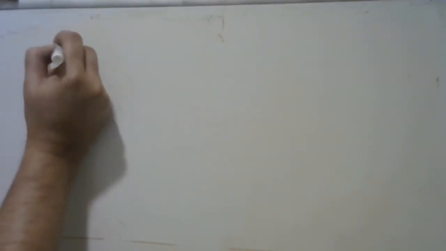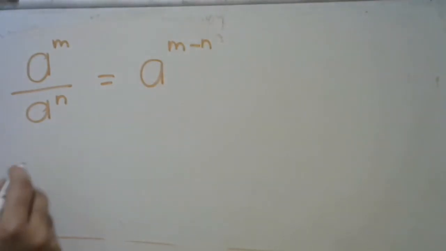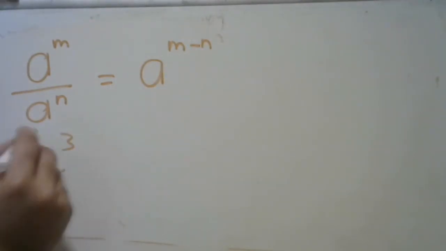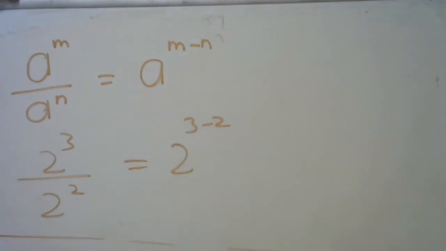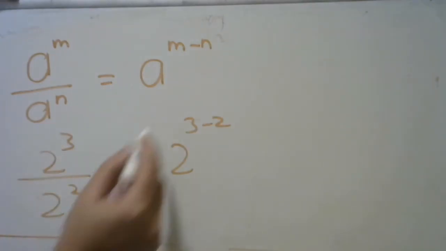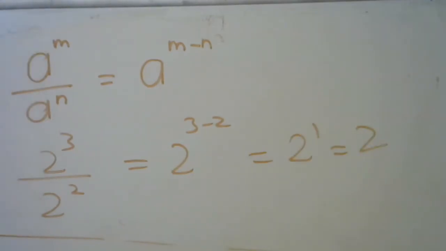So, next we look at A to the M upon A to the N. This is the same as A to the M minus N. Example, 2 to the 3 divided by 2 to the 2. This is the same as 2 to the 3 minus 2. This is like N, this is like M. We subtract here and we get 2 to the 1, which is 2. Okay?